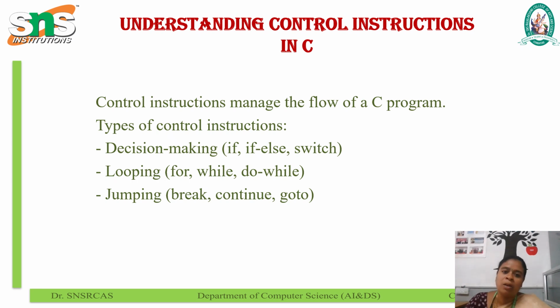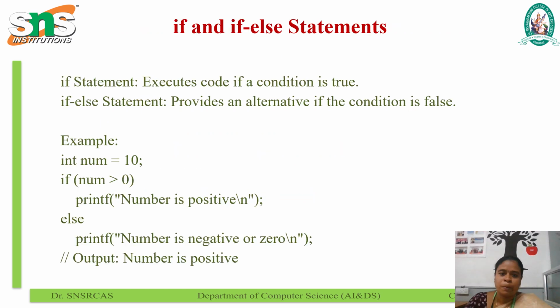Jump control is used to break the normal flow of execution. Break exits from the loop or switch statement; it is only for exiting the loop. Continue skips the current loop iteration. Goto keyword is nothing but a jump to a label. Return exits from the function. These are the types of control instructions that control the flow of the program.